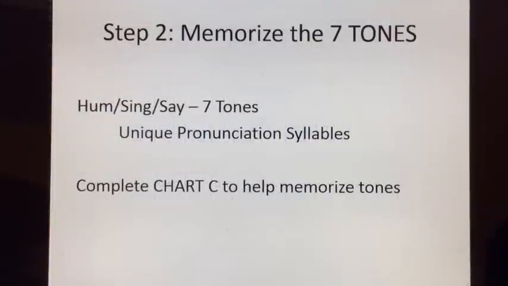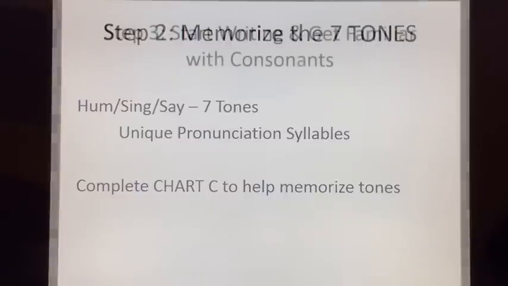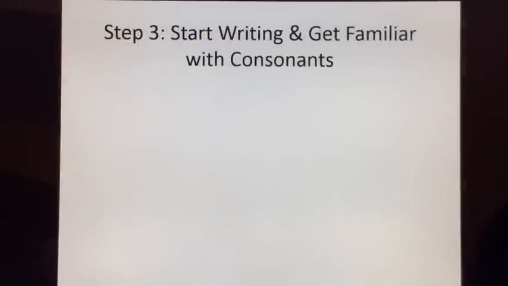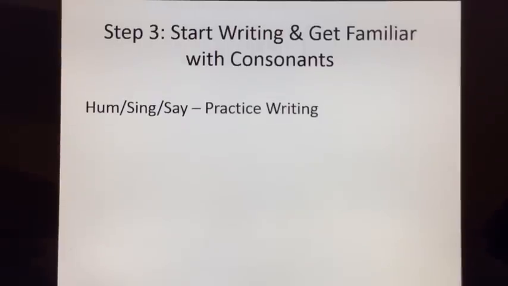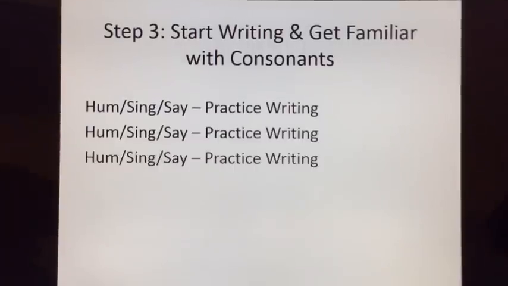So far, we've only practiced the first few vowels with the seven tones, and I am going to create a second video only on chart C to help you memorize the tones and the unique pronunciation syllables. Once you start completing chart C in step 2, you will realize how easy it is to write Hmong. All you have to do is add a consonant in front of the vowel and the tone letter. So start practicing right away. Continue to hum, sing, and say the seven tones and practice, practice, practice.